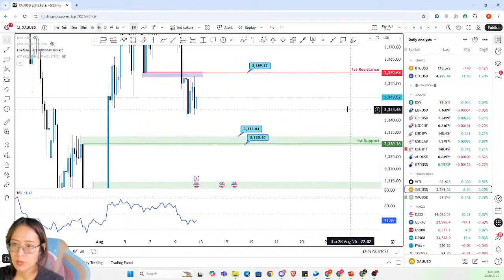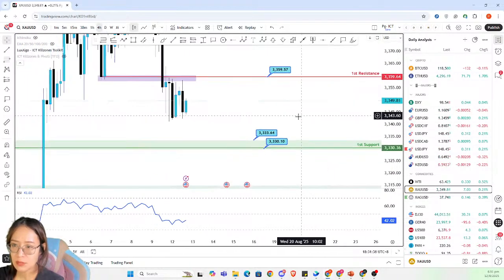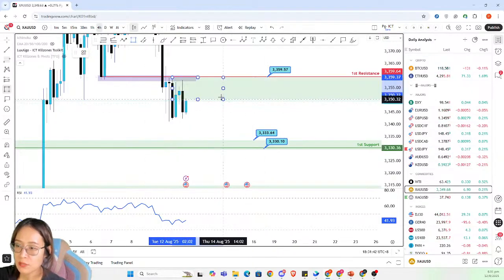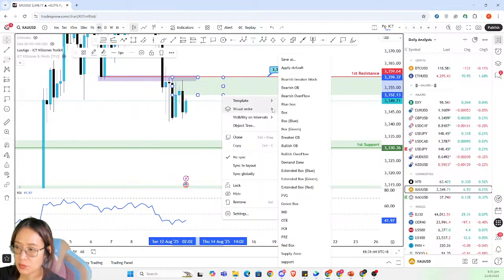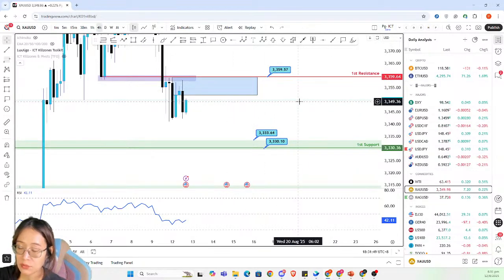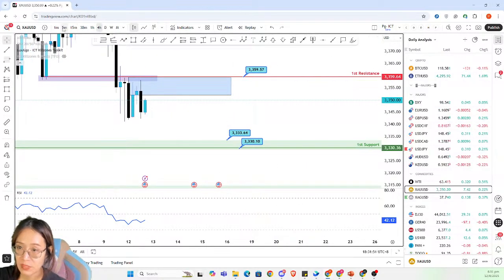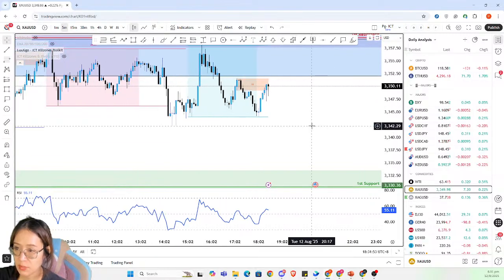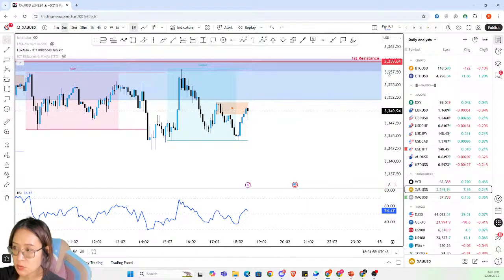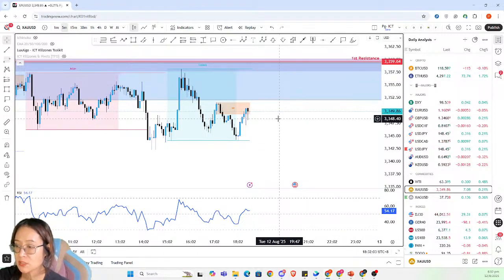Okay, if I go to H4 again, if price rises within this kind of zone, like in this box, I might consider selling if in the lower time frame I see the confirmation within this zone, from 3352 to like 59. You can see it's about 70 pips, so it's quite big. That's why you need to wait for confirmation.